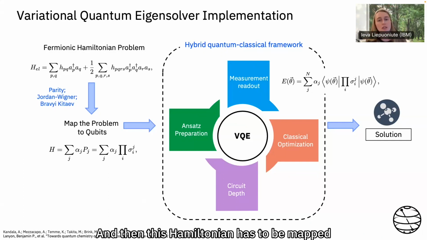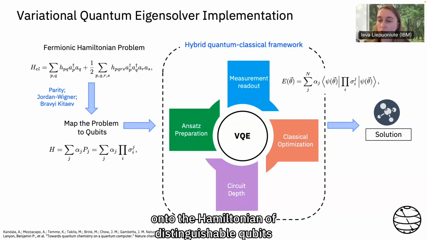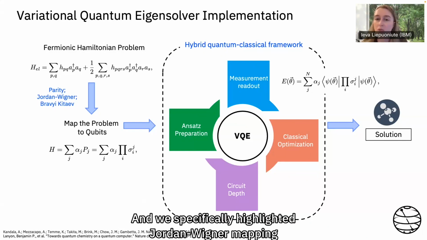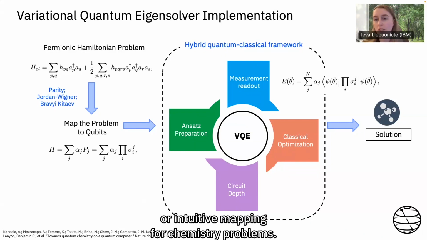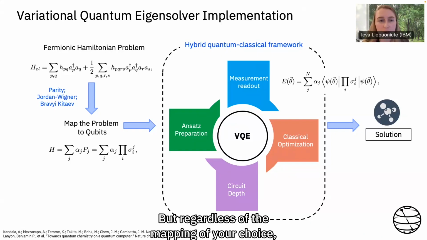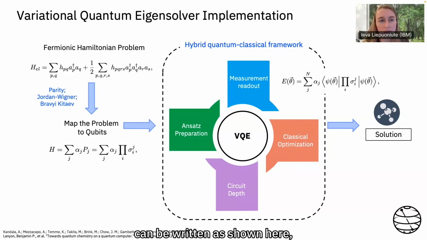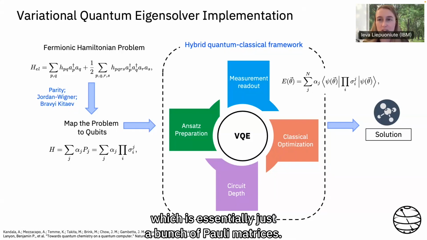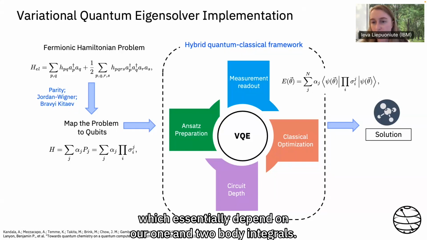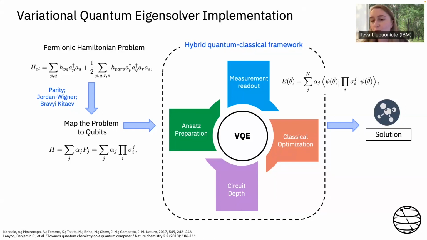And then this Hamiltonian has to be mapped onto the Hamiltonian of distinguishable qubits by using one of the three common mapping techniques. And we specifically highlighted Jordan-Wigner mapping as a great, or intuitive, mapping for chemistry problems. But regardless of the mapping of your choice, the resulting qubit Hamiltonian can be written as shown here, which is essentially just a bunch of Pauli matrices. And we also have these scalars alpha here, which essentially depend on our one and two body integrals.